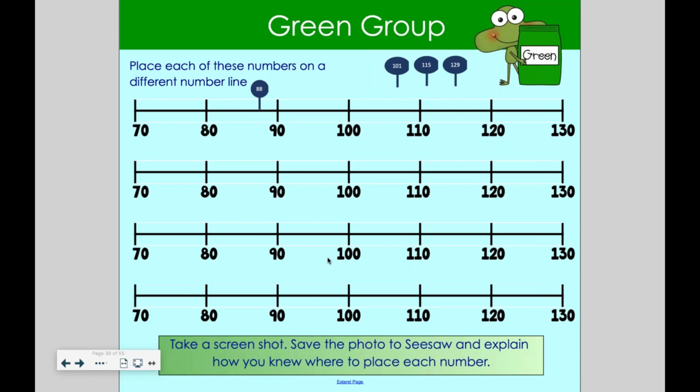So once they'd put them all in place, then we were asking them to take a screenshot of this page and drop it into Seesaw. So we use Seesaw as our portfolio, and the students are able to drop their photo into there and then record over the top explaining exactly how they put it, why they put it where they did. So it's just pushing them that little bit further from, yes, I did it, to great, now you're going to explain to me exactly how you did that.